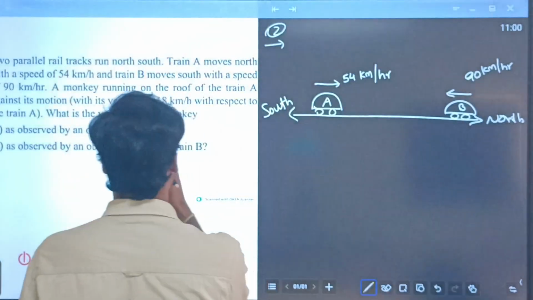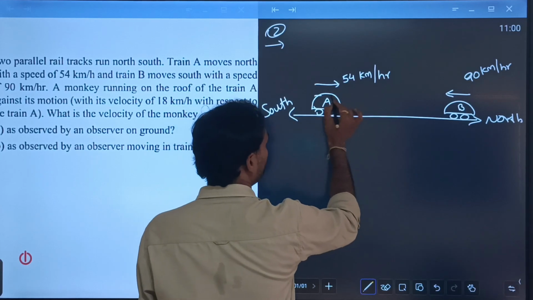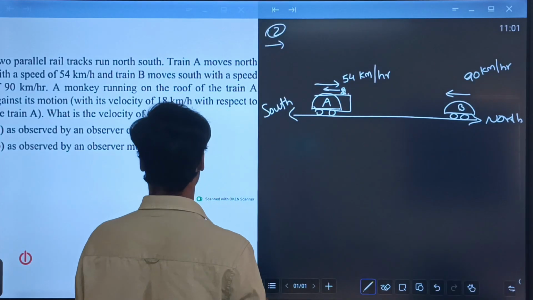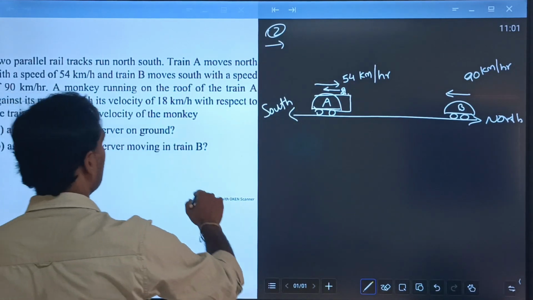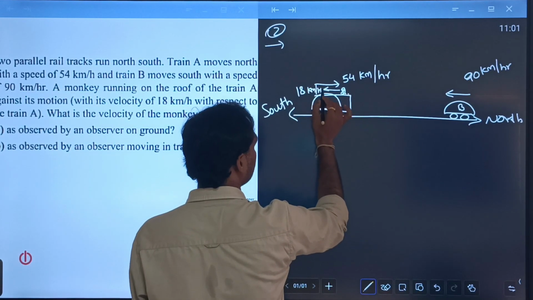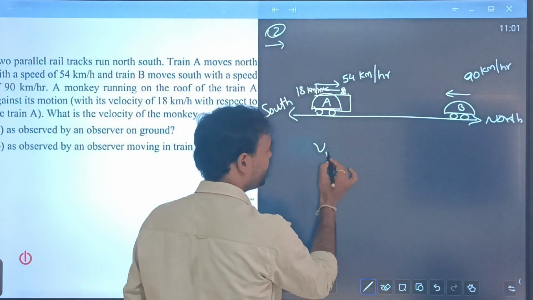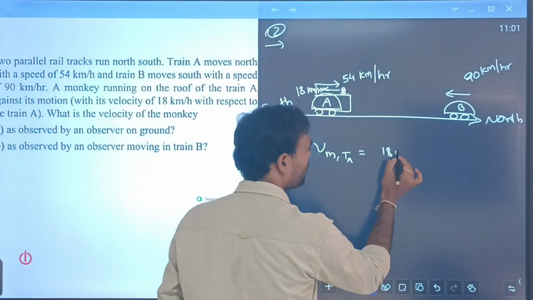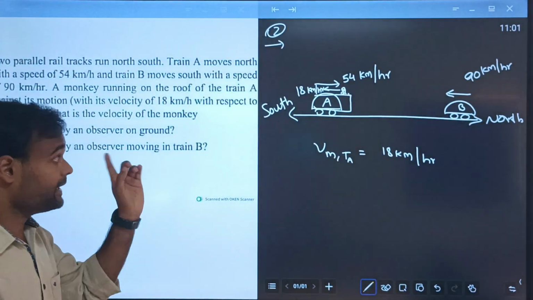Then a monkey is running on the roof of train A. Suppose a monkey is present here, moving in the leftward direction. The monkey is running with a velocity of 18 kilometers per hour with respect to train A. So the velocity of the monkey with respect to train A is 80 km per hour. Of course, it is in the leftward direction.